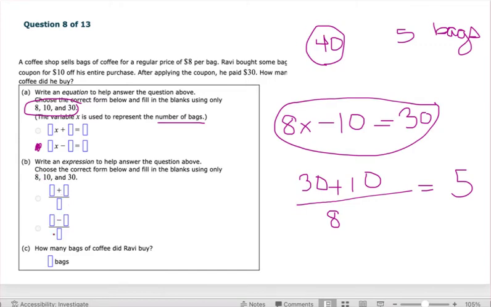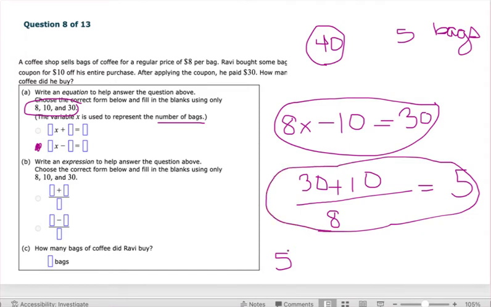So how many bags of coffee did Ravi buy? He bought 5 bags of coffee. So this is the answer to B, and this is the answer to C, 5 bags of coffee.